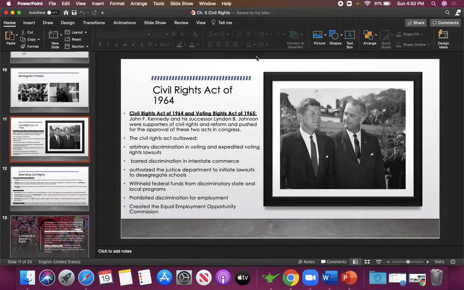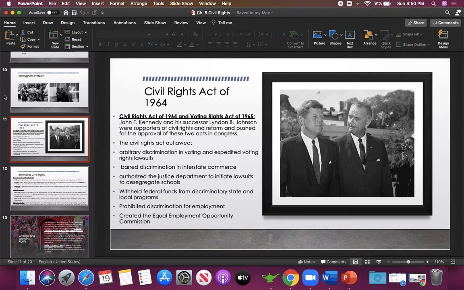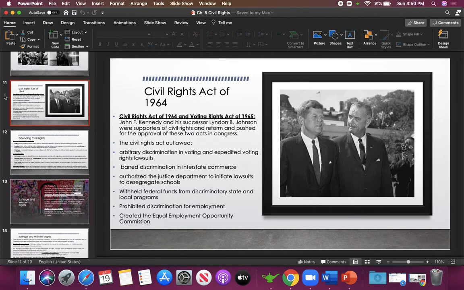So the Civil Rights Act outlaws arbitrary discrimination in voting and allows for expedited lawsuits that have to do with voting rights. Bars discrimination in interstate commerce. Remember, we talked about that in federalism, where any business crossing state lines is under the authority of the federal government. Authorized the Justice Department to initiate lawsuits to desegregate schools. So now the Justice Department and the executive branch are involved in forcibly making sure that schools are integrating.